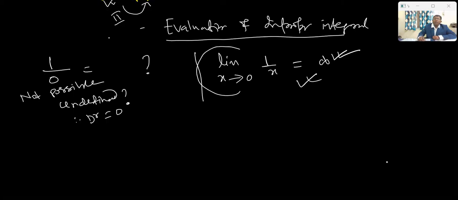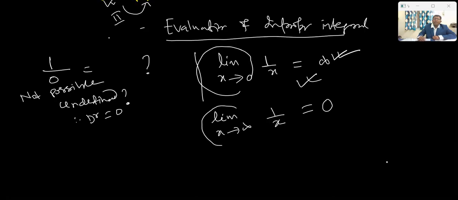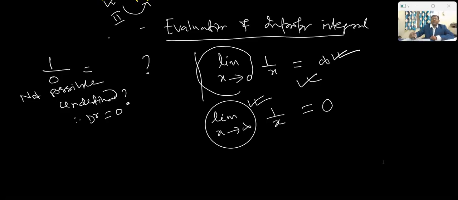by the limiting approach. Similarly, if I ask what is the limit as x tends to infinity of 1 by x, it is 0. So when there is an infinity, or when the denominator is undefined at a particular point, we can deal with those cases by using the limiting case.